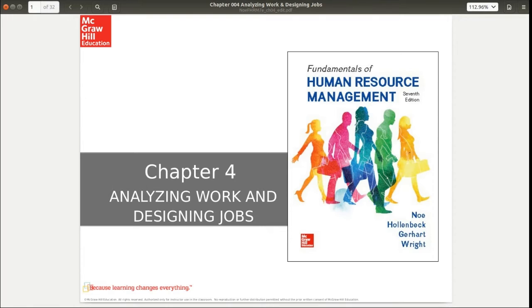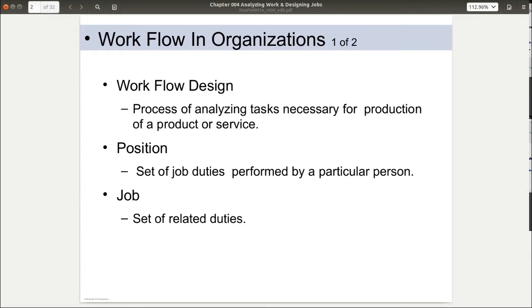In this video, we're going to be going over Chapter 4, Analyzing Work and Designing Jobs. Now, in this, what we're talking about doing is really thinking about what it is that we want people to be able to do and how are we going to be setting it up so that they can get the job done so we can meet organizational goals.